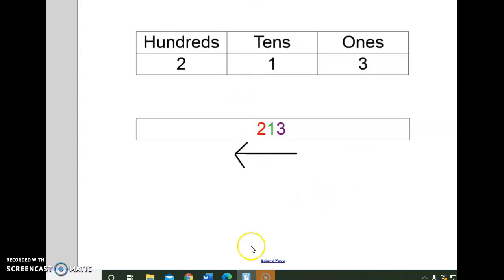So this is something I want you guys to be practicing, okay? Understanding what place something is in.